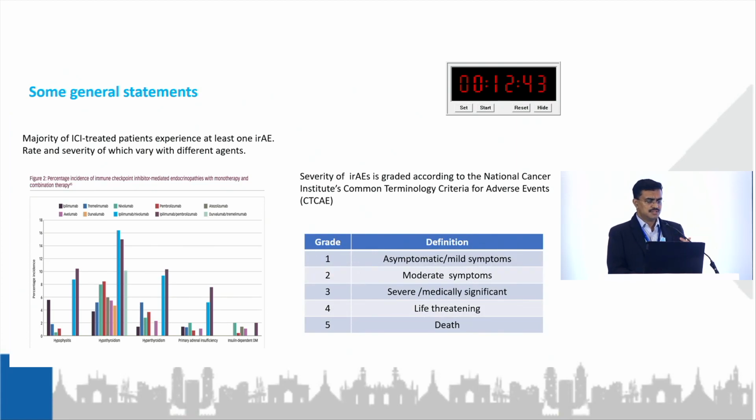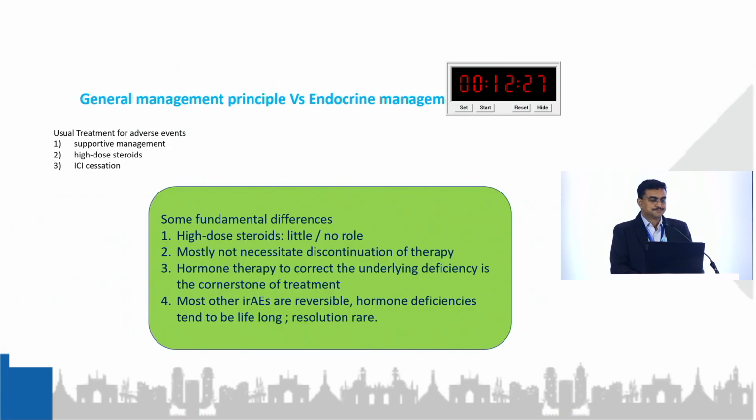The severity of these adverse events has been graded by the National Cancer Institute by a common terminology, where grade 1 is mild, grade 2 is moderate, grade 3 is severe and medically significant, grade 4 is life-threatening, and grade 5 is death, where you are no longer needed there to treat.